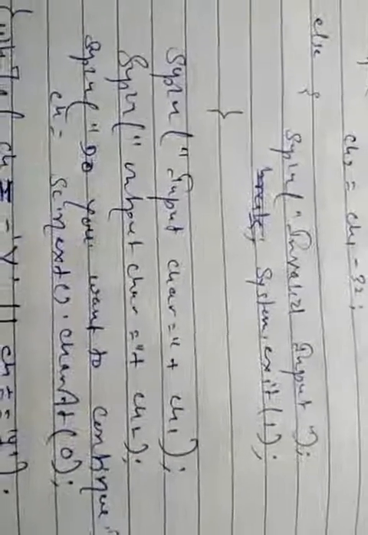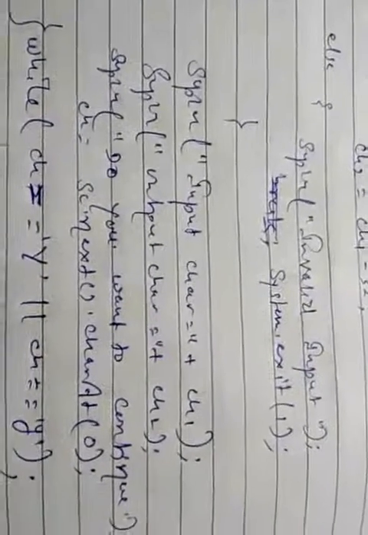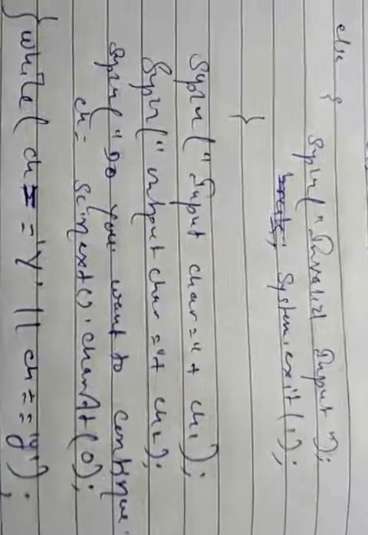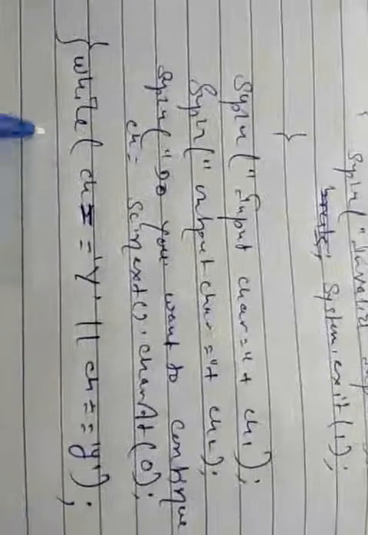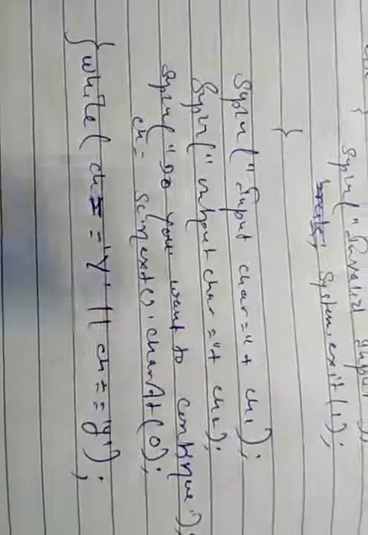Otherwise, if the control is coming past these two, we will print the input character equals ch1, output character equals ch2, and the message, do you want to continue? And again we have to input a character in ch. If the user enters small y or capital Y, then this program will be repeated, otherwise this will exit from the loop.